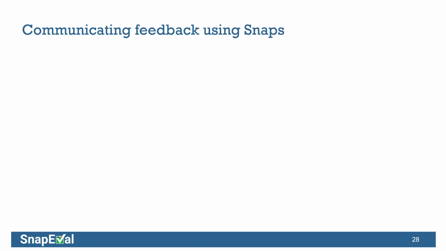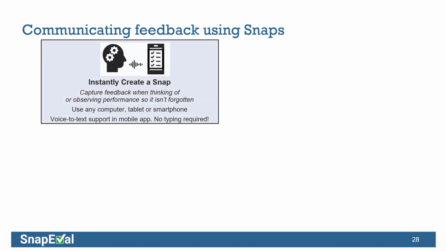So now let's talk about communicating feedback using snaps. As we've introduced, you can instantly create a snap. And this is very powerful, so you can capture feedback when you're thinking of something or observing performance so that the feedback's not forgotten. You can do it easily with any computer, tablet, or smartphone, and the voice-to-text support in the mobile app makes this particularly easy to do.